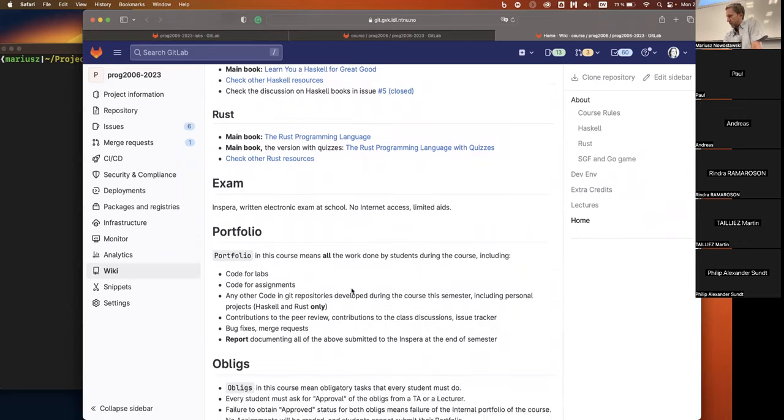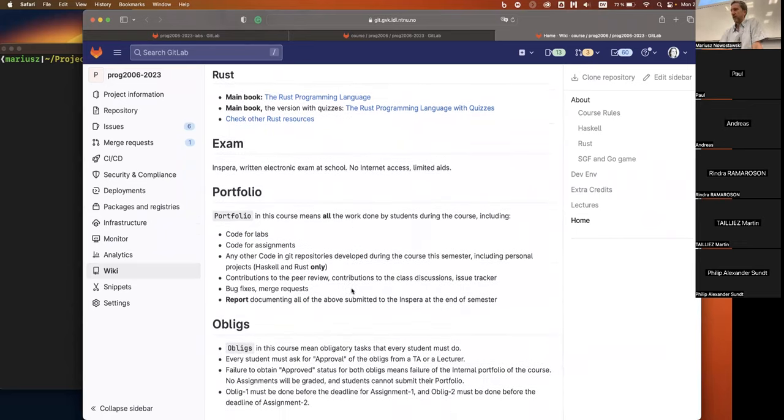Okay, what is the portfolio? The portfolio is everything you do in this course. So all the code in the repositories that you've done for the labs, all the assignments, everything that you do in the course is a portfolio. And then you get the grade for the portfolio at the end of the course. You don't get grades for the individual parts of the portfolio during the semester. You package it up in the form of a report, and you submit it in Inspera at the end of the course, and then you will get the grade.